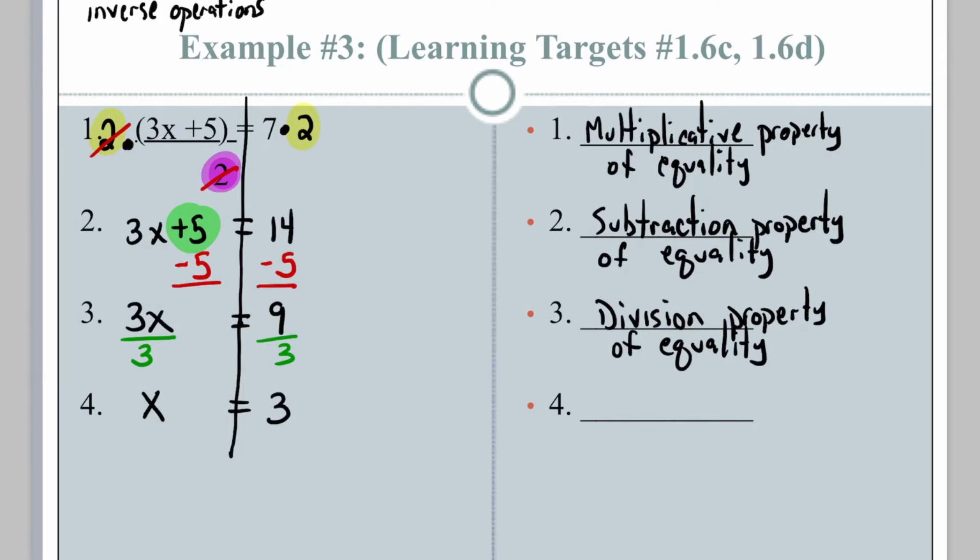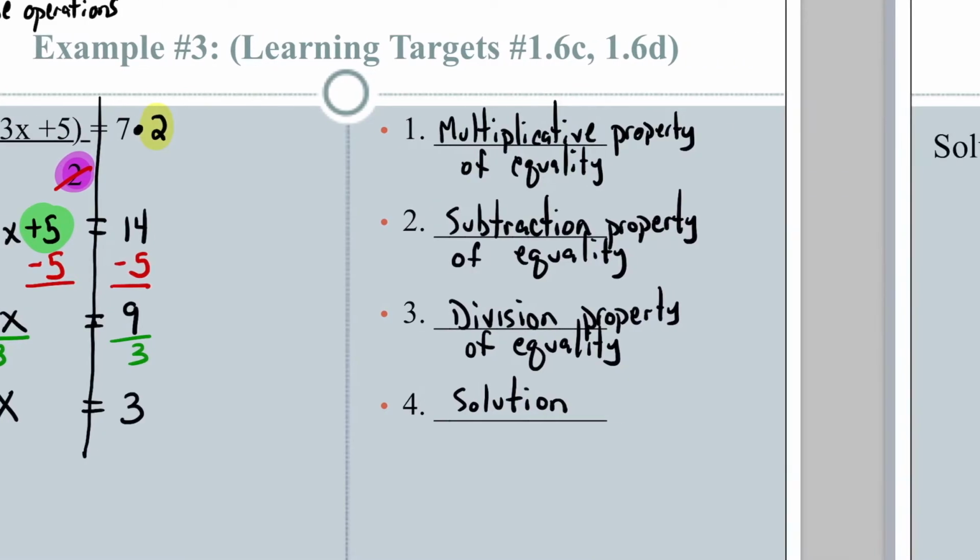And so the final is that we have a solution because we have solved for the variable x. So you can see that we can justify each of our steps in solving this simple equation using our properties of equality.